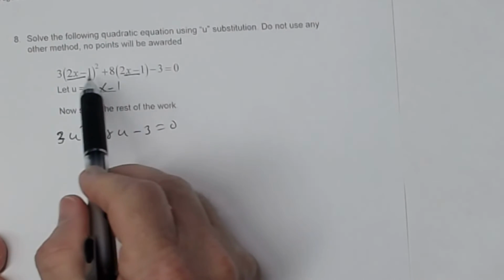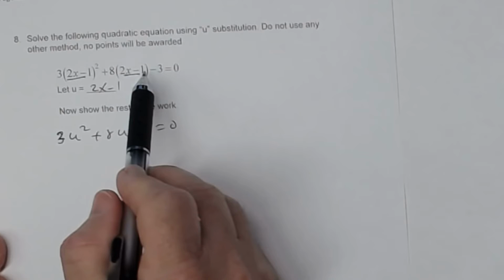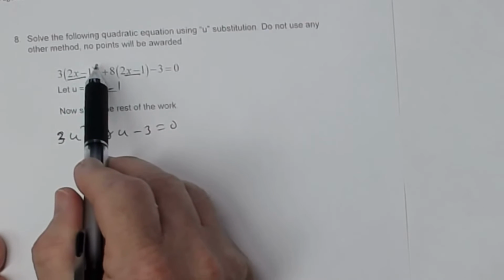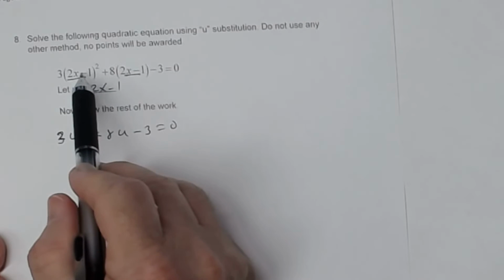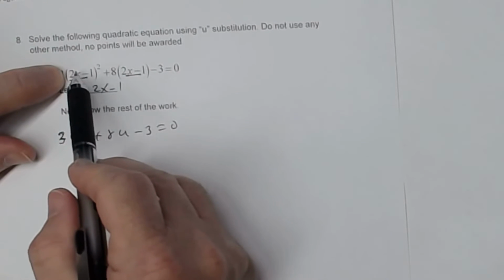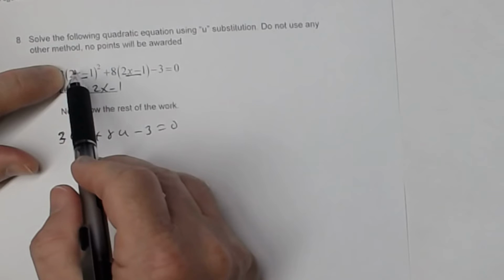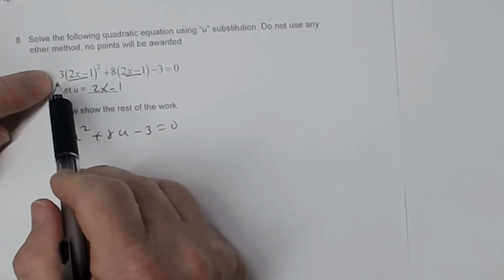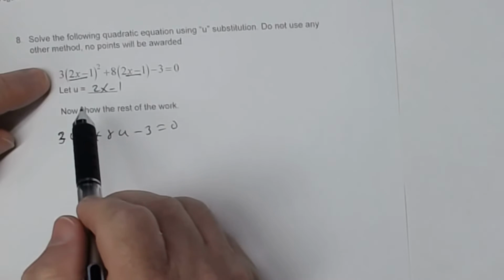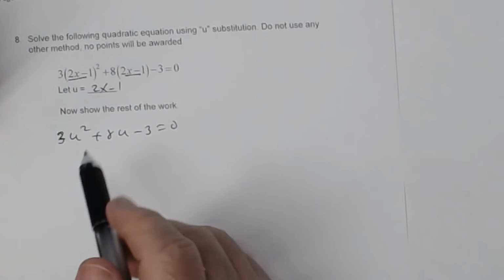Now this is quadratic. Some people don't recognize it's quadratic, but it is, because if you did square 2x minus 1, if you cover up the 3, when you square this you would end up with a 4x squared. And then 4x squared times 3 would be a 12x squared. And so this would be quadratic.